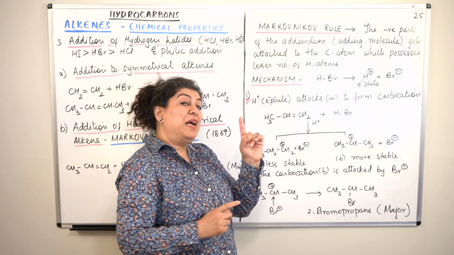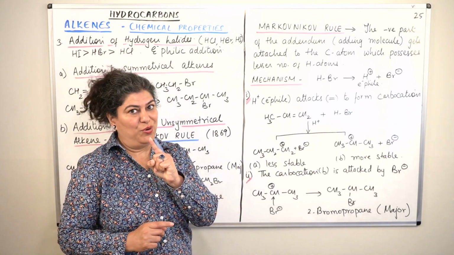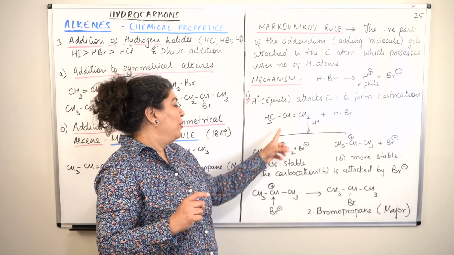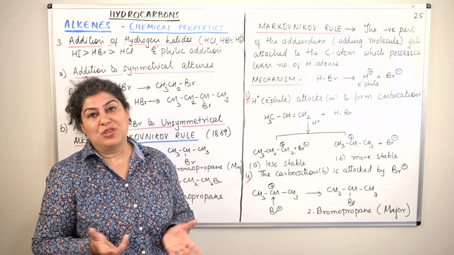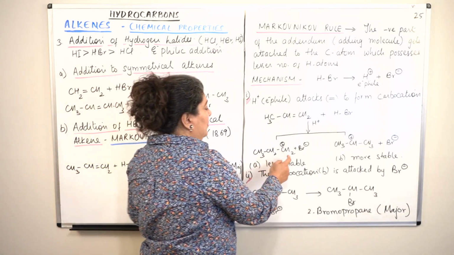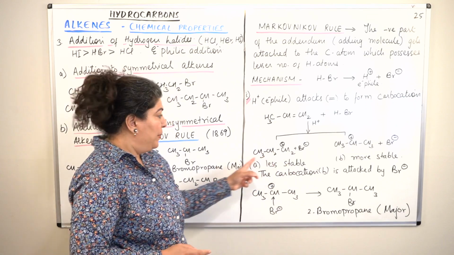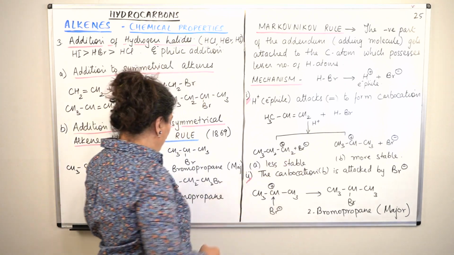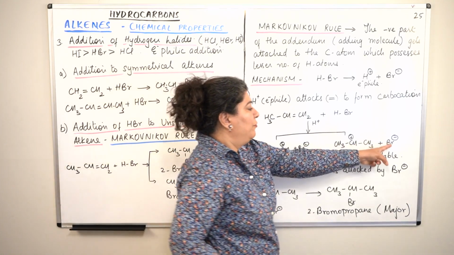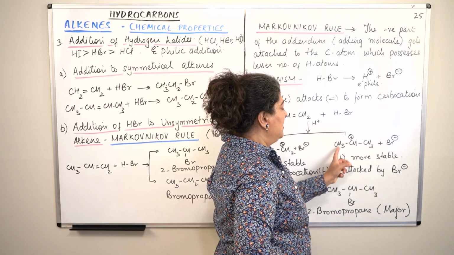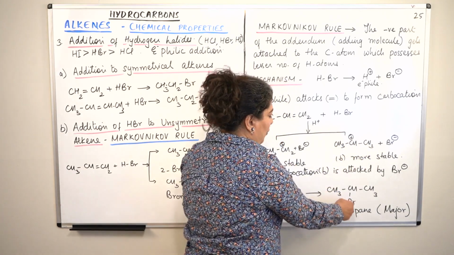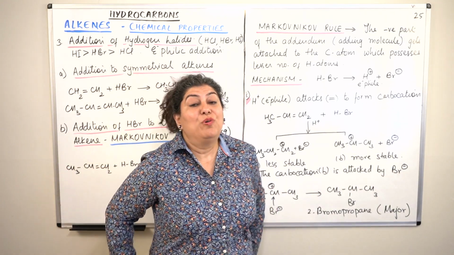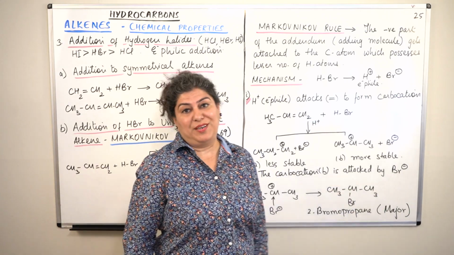Now since bromine is Br negative, it has an extra electron. It will use 2 electrons to form the bond with the carbon which is positively charged. So this one will form 1-bromopropane, if the bromine comes and attacks this carbon and attaches itself here. And this one, when the bromine attacks the second carbon, forms CH3CHBrCH3, which is 2-bromopropane. And that is the reason why 2-bromopropane is the major product.